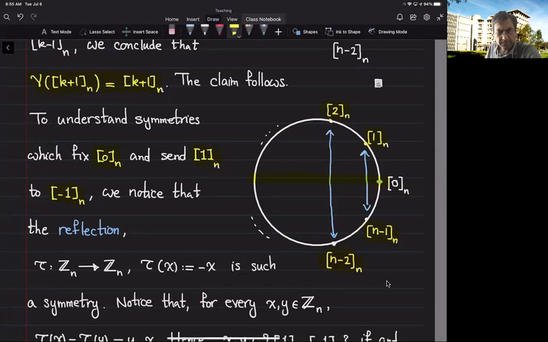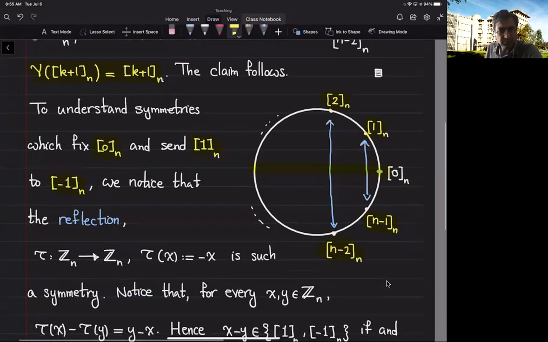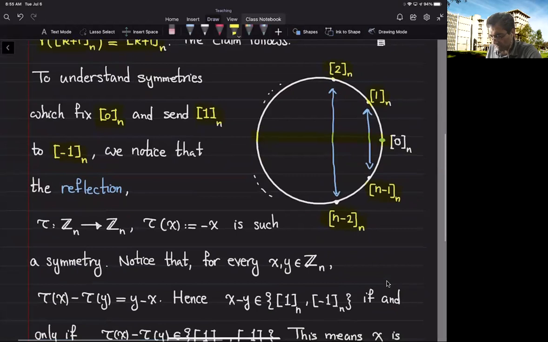Now, if we use labels that we have used, using integers modulo n, this reflection can be given by this function tau from Z_n to Z_n that sends x to -x.